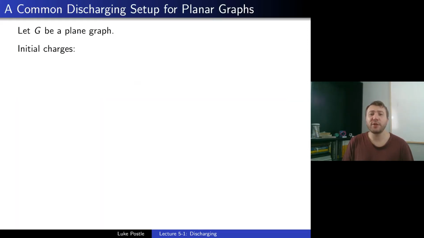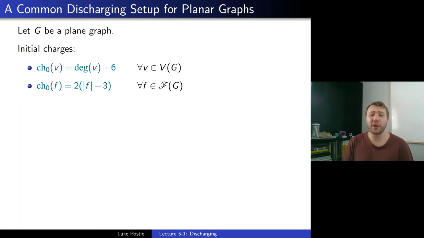So let me show you a common discharging setup for planar graphs, and then I'll show you some more. But let G be a plane graph, and here's an initial charge. So here's things that make sense. You choose, I'll denote the initial charges with this ch, meaning charge, but 0 meaning initial. So we'll have the initial charge of a vertex will be just its degree minus 6.